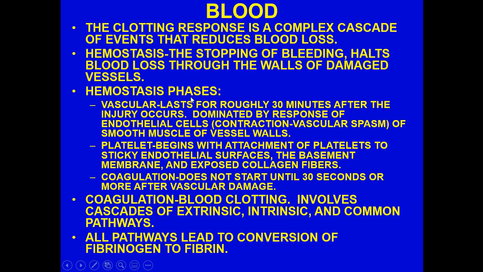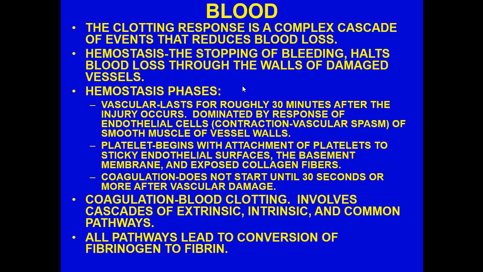Now we're going to move into the clotting response. Now this is a complex cascade of events that prevents blood loss. Hemostasis is the stopping of bleeding. You're halting blood loss through the walls of damaged vessels. There are several phases that we undergo as part of the hemostatic response. First, vascular. This will last roughly 30 minutes after the injury occurs. It's dominated by the response of the endothelial cells, which will have this vascular spasm. This is a contraction of the smooth muscle of the vessel wall, so therefore it reduces blood loss.